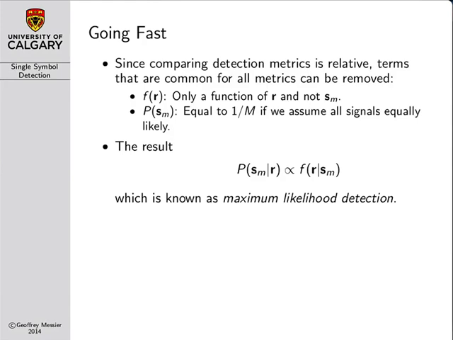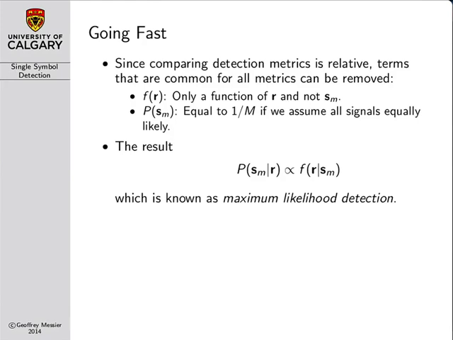As long as we make linear or monotonic changes to our detection metrics, we will always still consistently choose the same transmitted signal vector. And so what we're going to do is remove the terms on the right-hand side of the Bayes theorem equation that we don't need.